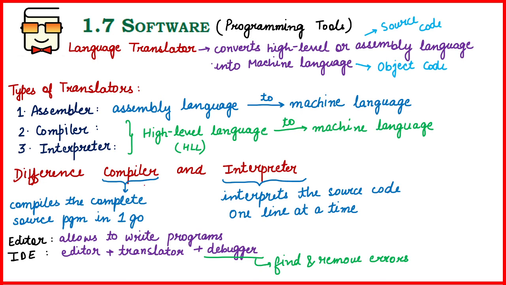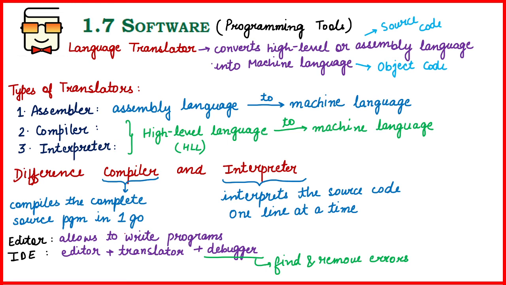Now there is a stark difference between the compiler and the interpreter. The compiler compiles the entire program in one go and gives you the result. It gives you all the errors. But an interpreter performs the translation operation one line at a time. That is why it is also a little slower.